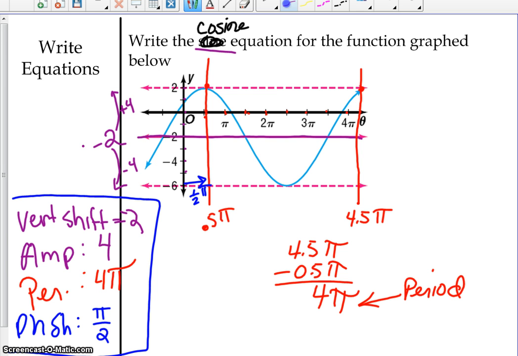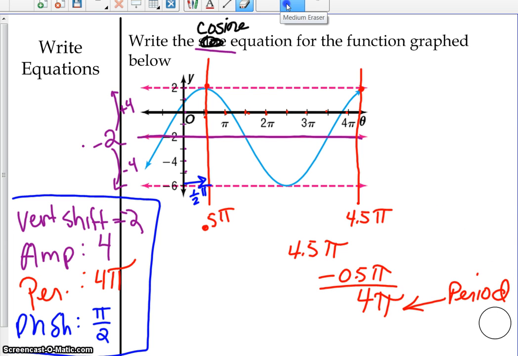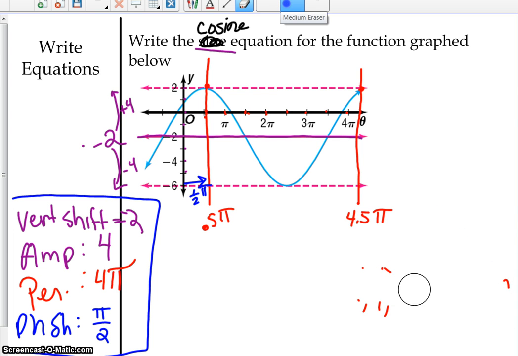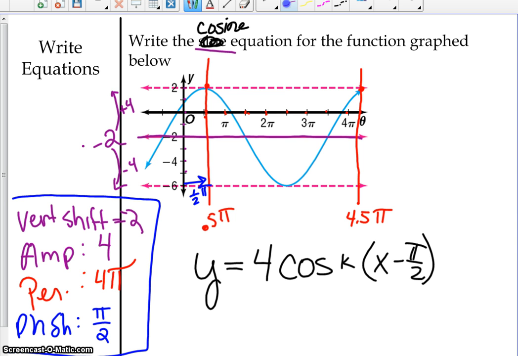Now that I kind of have my magic 4 here, I can look and see, okay, where is my equation, or what would my equation be? I'm going to get rid of these, excuse me. All right, so what is my equation? My equation here would be y equals my amplitude. My amplitude is 4. We were told it's a cosine equation. Next thing I need is my k. I need to figure out my k. I'm going to put a holding mark. Y, and then my phase shift was pi over 2, so we just go negative pi over 2. And then my vertical shift was down 2, or negative 2.